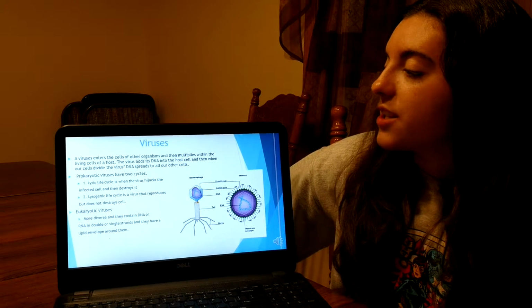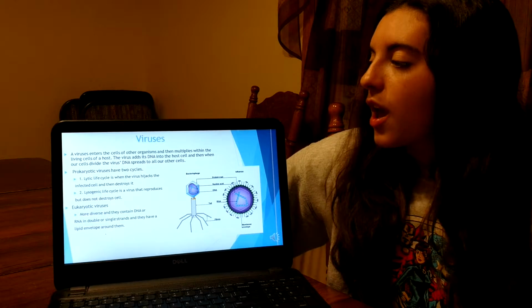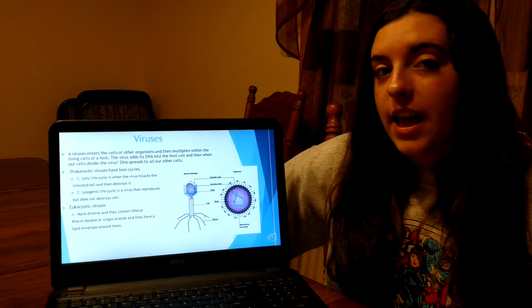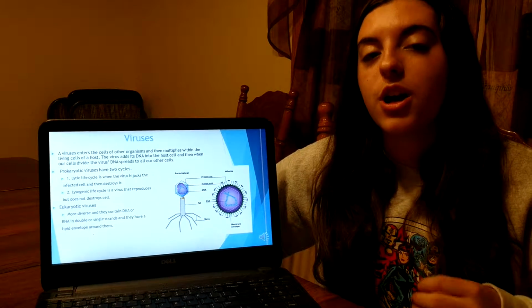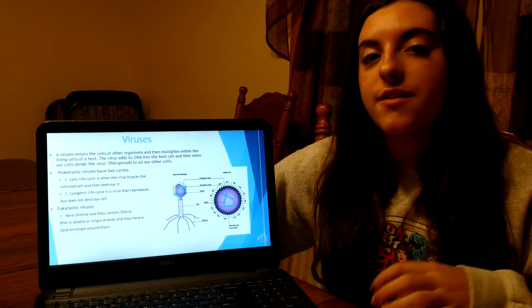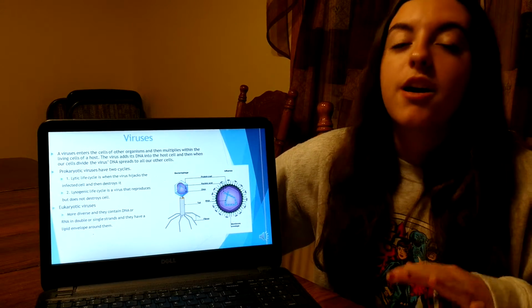A virus enters the cell of another organism and then multiplies within that cell. The virus adds its own DNA into the host DNA, and then when our cells reproduce, we are also reproducing and spreading the virus's bad DNA. So there are 2 different types of viruses.